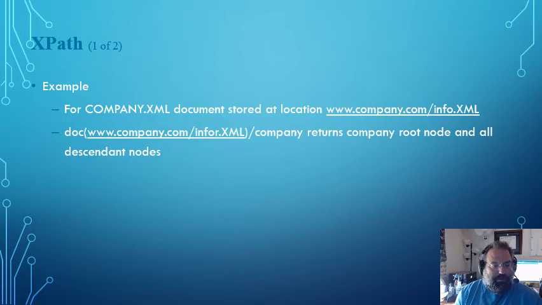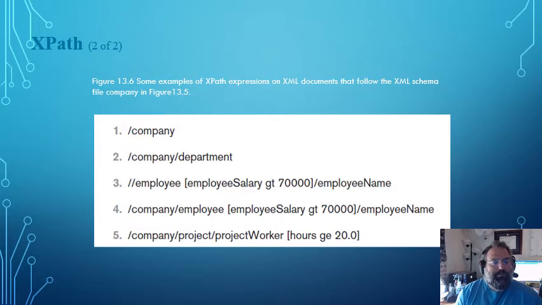Here's an example of an XPath query for the company.xml document located at company.com/info.xml. It returns the company root and all of the descendant nodes. Some examples of XPath expressions and XML documents that follow XML schema. File company in figure 13.5.